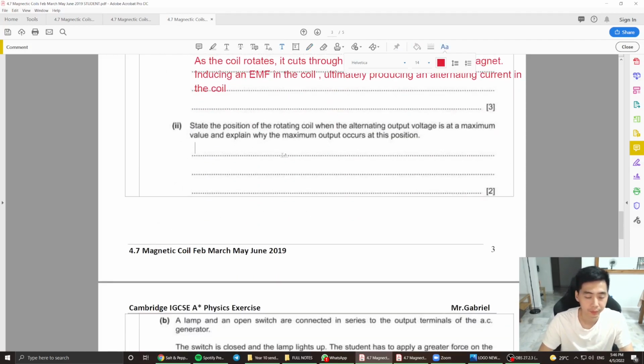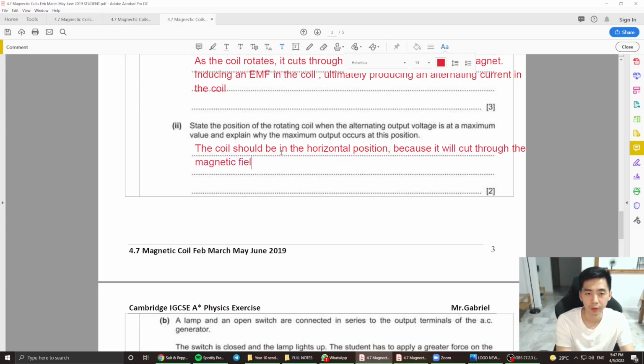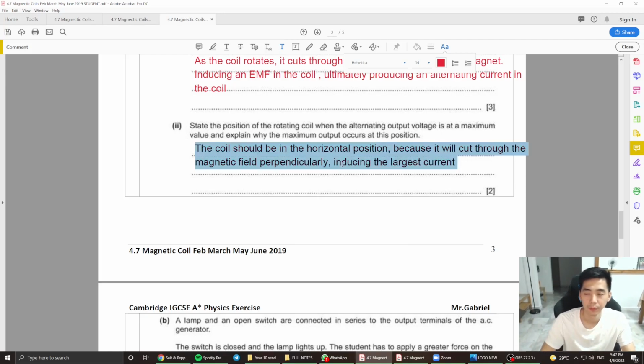So I'm going to say that the coil should be in the horizontal position because it will cut through the magnetic field perpendicularly. Oh, how do you spell perpendicularly? Inducing the largest current. Okay, this is what you're supposed to mention.